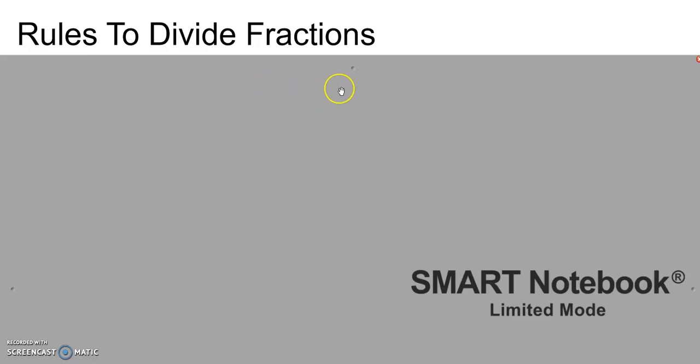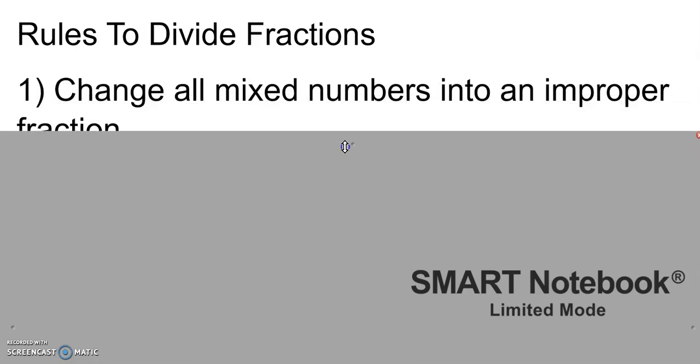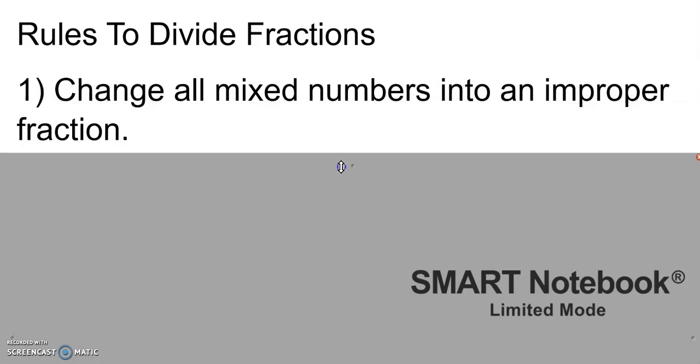So here are our rules on how to divide fractions, and this applies to all fractions, even the other videos that will come after on fraction division. So rule 1 is we need to change all mixed numbers into an improper fraction. We also need to take, at this point, any whole numbers and make them an improper fraction as well.